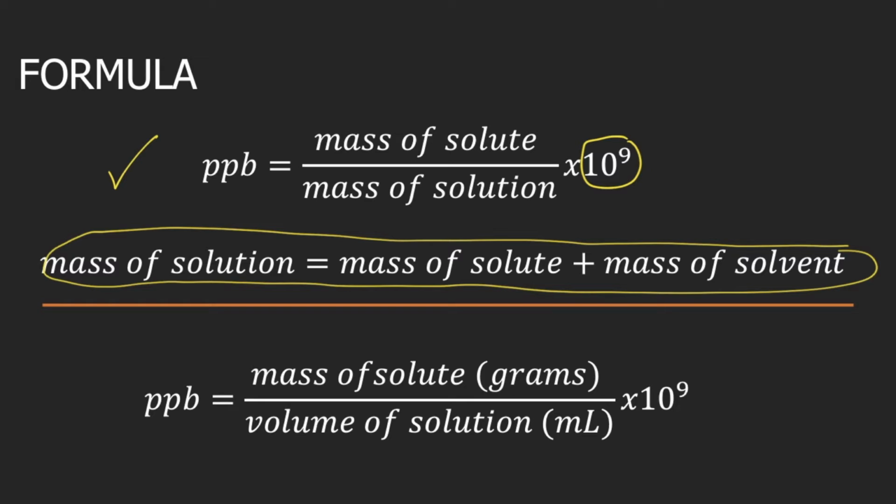On the other hand, if you are given the volume of solution, use this second formula. PPB is equal to mass of solute divided by volume of solution times 10 raised to 9. But please be careful in using the second formula because it is unit specific. So for mass of solute, make sure that the number you plug in is in grams. And make sure that the volume of solution you plug in is in mL. Okay?